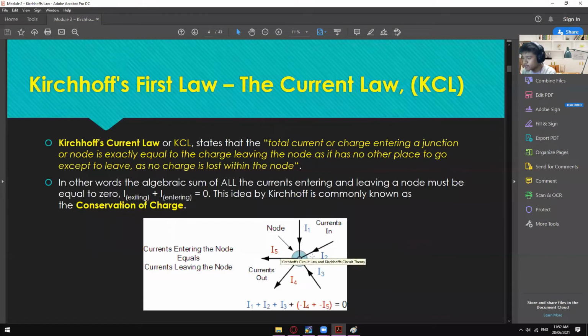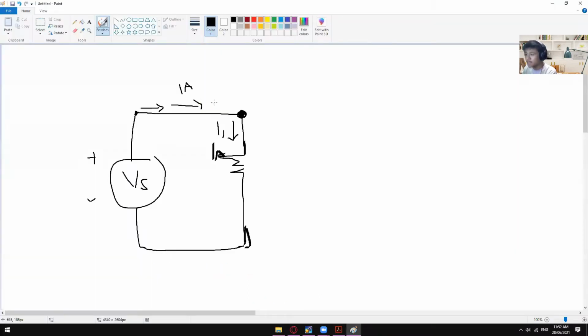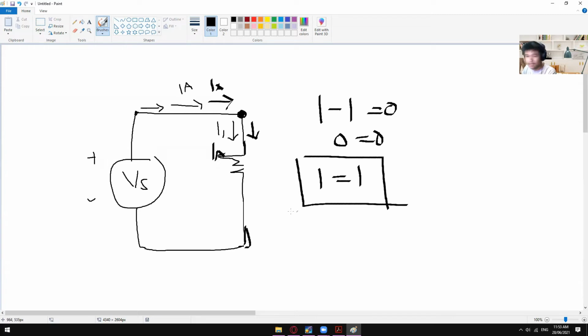So that's the rule when it comes to KCL. And here's the equation for KCL. We just have a simple rule: if it's entering a node, we have a positive sign; if it's leaving a node, we have a negative sign. So if you take a look at this, let's say we have 1 amp entering, so that's positive 1 ampere. And then we have a current leaving, so that's minus 1 amp. Equate that to 0. So 1 minus 1 is equal to 0, so 0 is equal to 0. Or if you want, you can transpose this to the other side, so 1 is equal to 1. So that's basically the rule of the KCL.